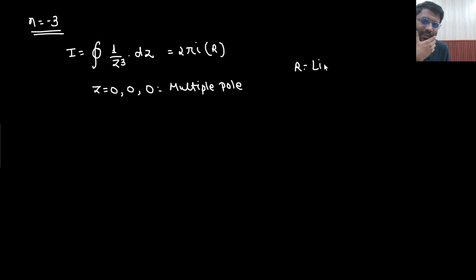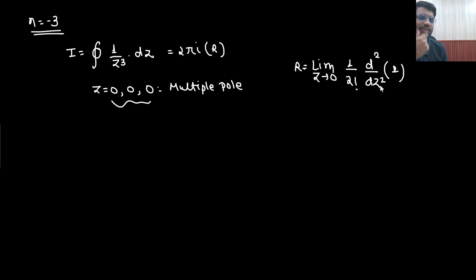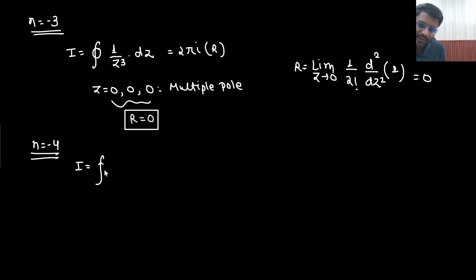So what will be the residue? The residue would be limit z tending to 0, 1 by 2 factorial, since it is repeated thrice, d by dz of, whoever is creating the problem, remove that. This is what you are left with, and here you will differentiate twice, not once. So even if you differentiate one time, the answer will be 0 only, no? So the residue is actually coming out to be 0 only. Similarly, if you take n equals -4 as well, the residue will be 0 only, no? Say yes or no.